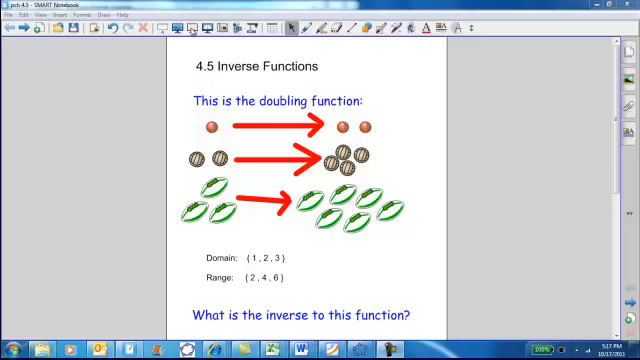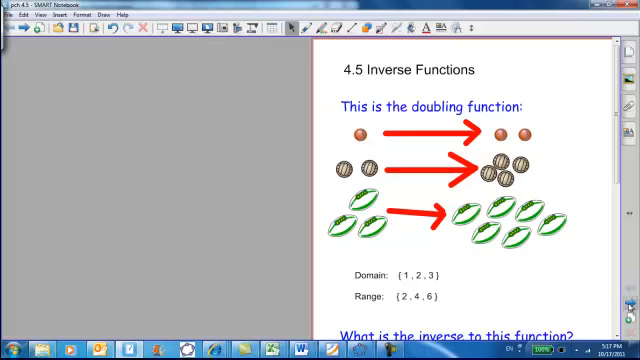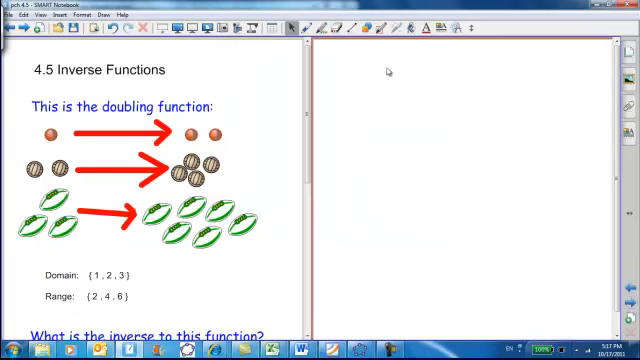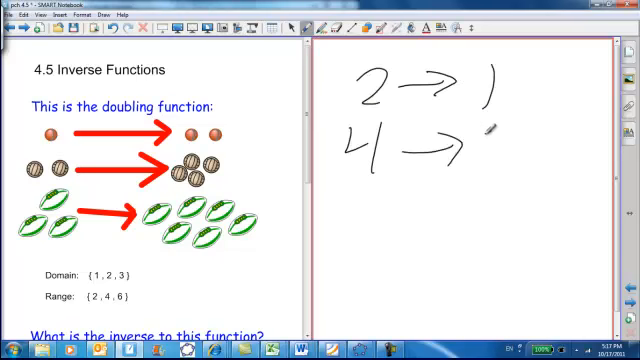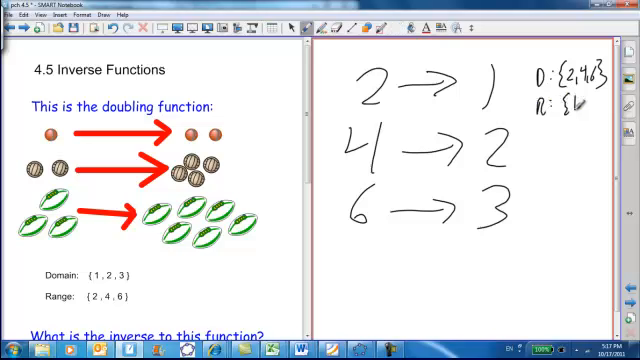What's the inverse of this function? Well, the inverse should undo what we had before. So it should take 2 to 1, 4 to 2, and 6 to 3. Switching the roles of the domain and range, with the new domain of 2, 4, 6, the range 1, 2, 3.